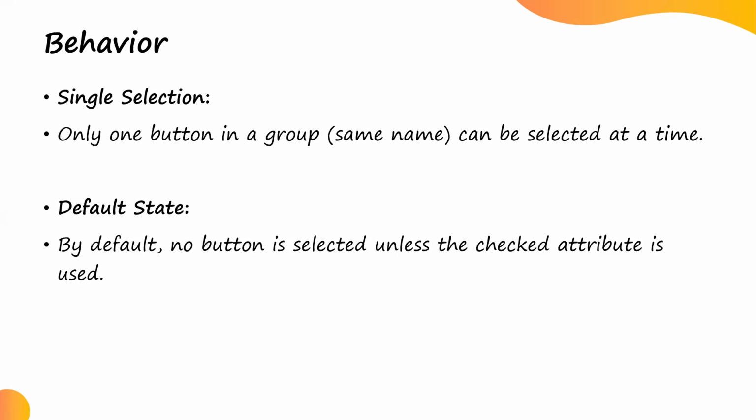Now, the radio button has a default state, and by default, no button is selected unless the checked attribute is used. The default state is unchecked, meaning checked is false. So there is single selection, and the default state is not selected unless you use the checked attribute.